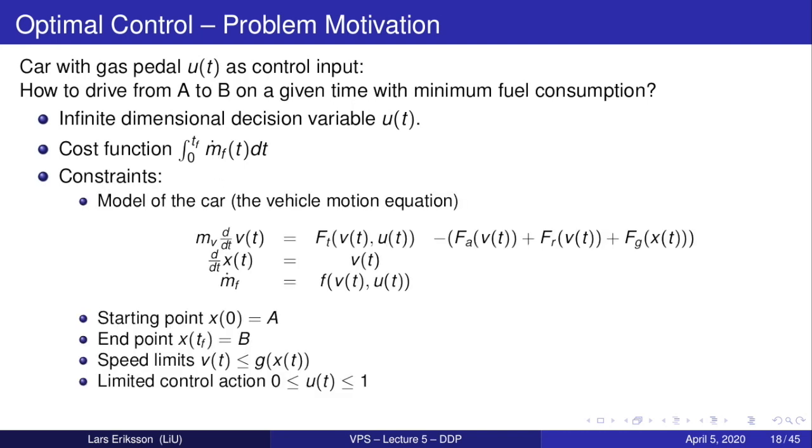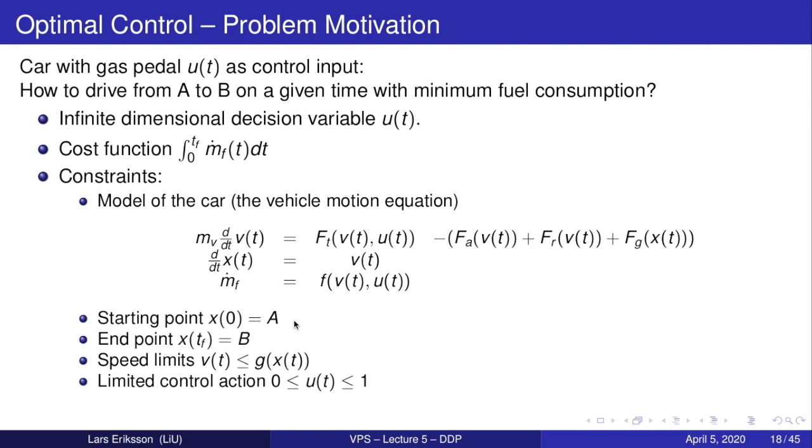Then we have constraints, and the main difference compared to traditional optimization is that the constraints are not regular equations. Instead, they are differential equations. So we're saying that we need to fulfill, for example, the vehicle motion equation here, and then the distance is the integral of the velocity. Finally, we have a function here, which is the fuel flow into the engine, and that one depends on our control variable, that is the gas pedal.